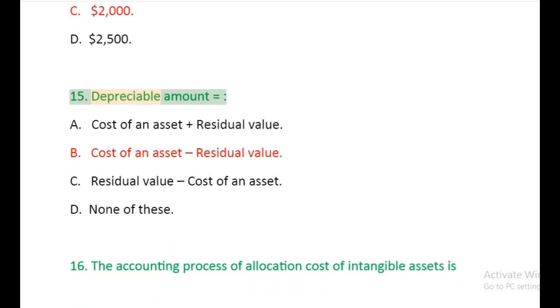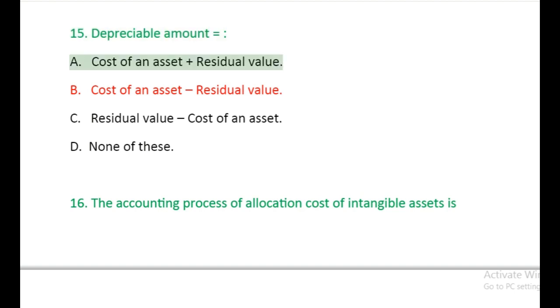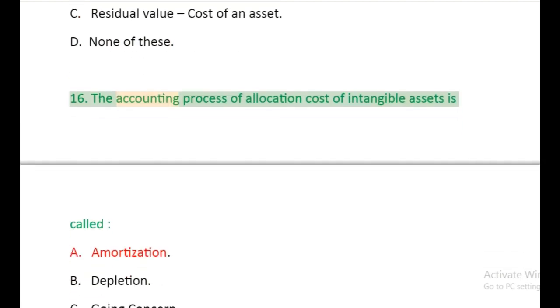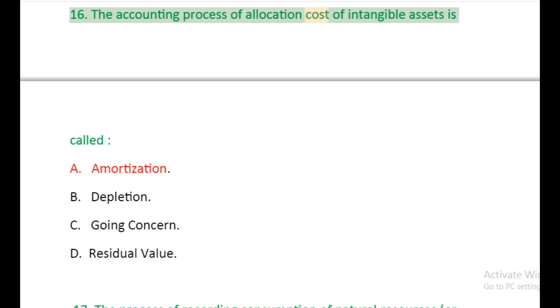15. Depreciable amount equals A. Cost of an asset plus residual value. B. Cost of an asset, residual value. C. Residual value, cost of an asset. D. None of these. 16. The accounting process of allocation cost of intangible assets is called A. Amortization. B. Depletion. C. Going concern. D. Residual value.